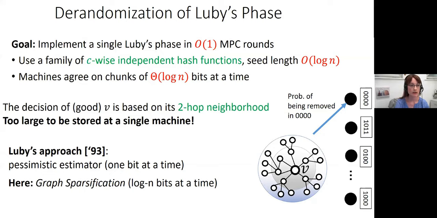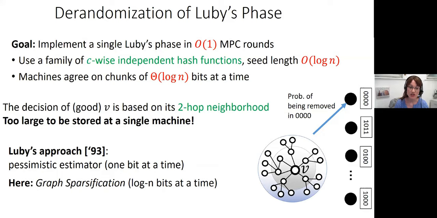We have this node V, and this node V is good. Let's just imagine that the seed is of size exactly log n, and let's imagine that I have n machines. So for each of the n possible assignments to the log n bits, I'm going to assign a machine. And my good node is going to send some feedback to each of the other machines concerning how good my situation is going to be if this is going to be the seed, okay?